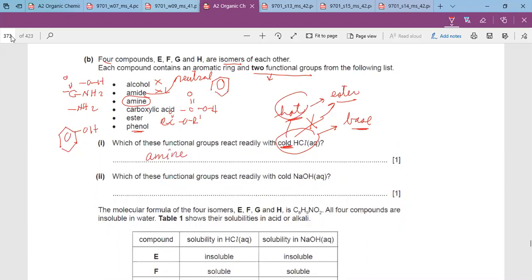Which of these functional groups react with cold alkali? That means not ester, cannot be ester. It means it must be an acid here. So who is acidic here? Of course, a carboxylic acid. I better put blue color, so when you revise, okay? Acid. And of course, a phenol. So these 2 here. So here will be your carboxylic acid.